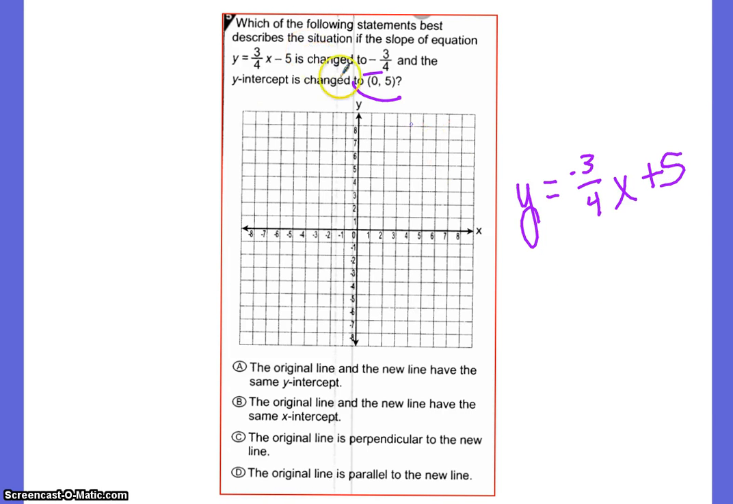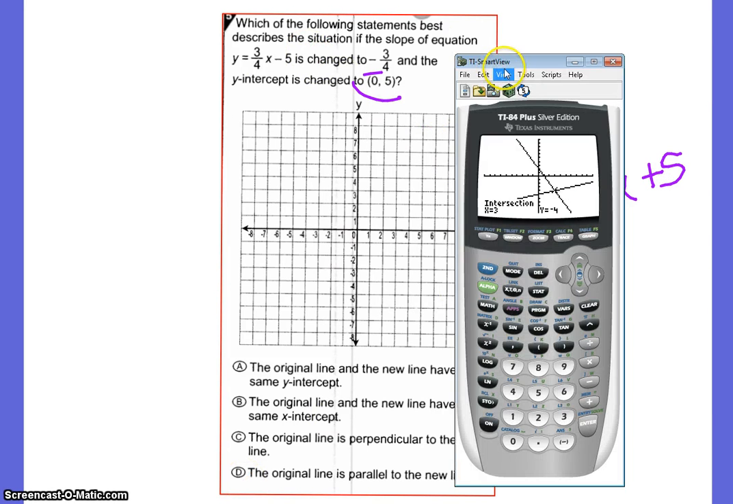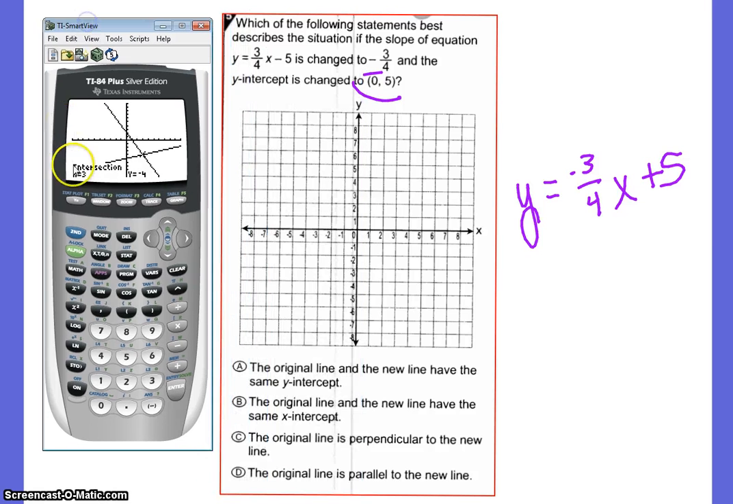And I would take the two equations and put them in my calculator at y equal. So go to y equal and clear it out. And at the first one, we have 3/4 x minus 5. And then I'm going to go to the second one. I'm going to go over to the left. I'm going to press enter so that it'll make it a real thick line and I can tell the difference. And it's going to be negative 3/4 x plus 5. And I'm going to go zoom 6 because that's where I like my graph to start.